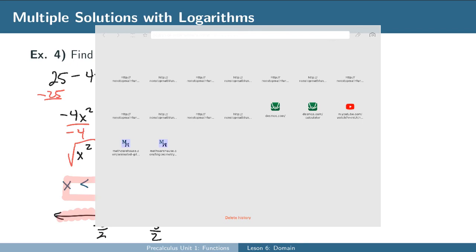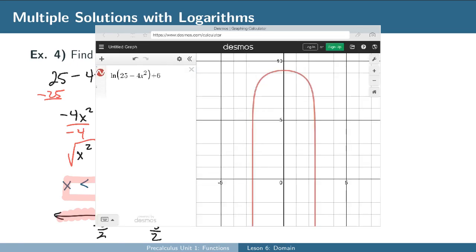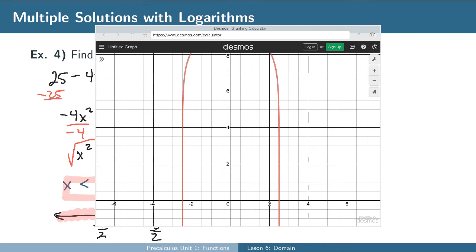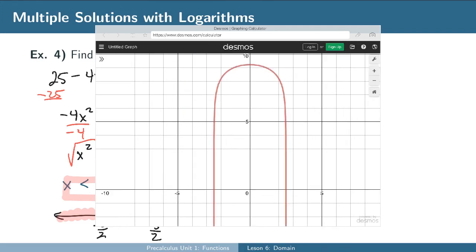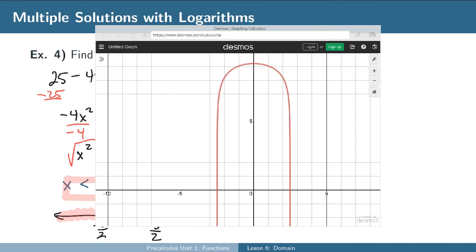Let's take a look at the graph. Here you can see the graph of natural log of 25 minus 4x squared, plus 6. You can see negative 5 halves here, positive 5 halves here. We can see we got these asymptotes, so we're not including them, but that's the only part of the graph that we see.